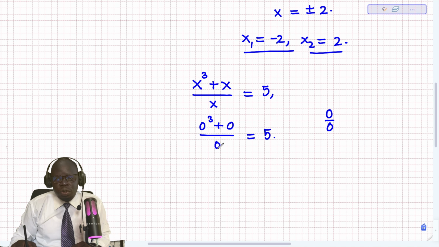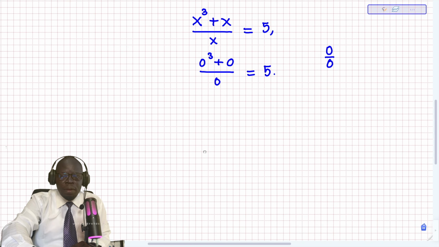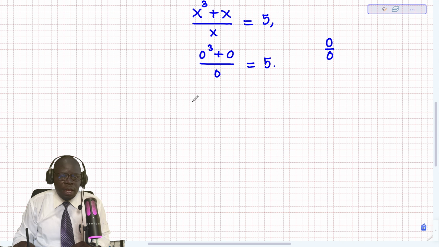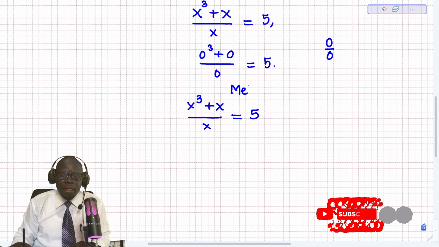Now let me show you the second method, where we will not fall into this trap and we just get our valid solutions: x equals negative 2 and x equals positive 2. So let's look at method number 2, using our equation here, where we have x cubed plus x, over x, equals 5. Remember, we said this is method number 2.